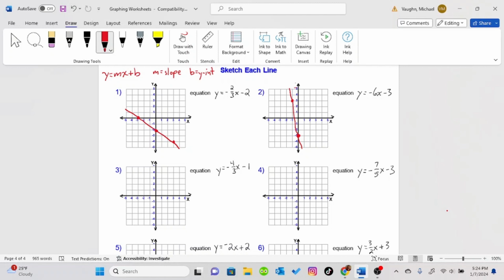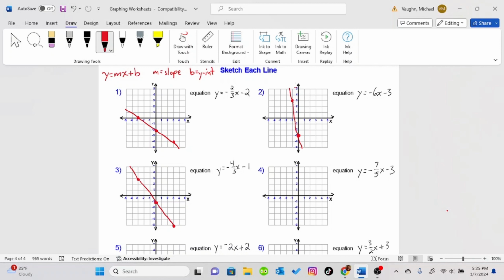Number 3, we can see that our y-intercept is at -1. We can see that our slope is -4/3. That means go down 4, right 3, and put our next point. We can also do the opposite, which is up 4, left 3, and find the previous point. Now we can draw the line connecting them, and we have the graph of our equation.